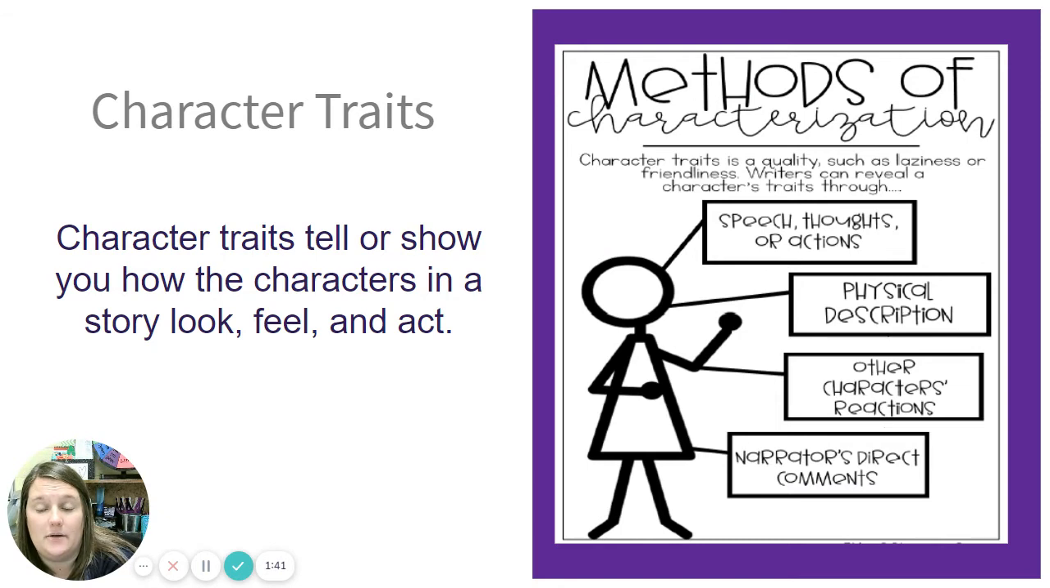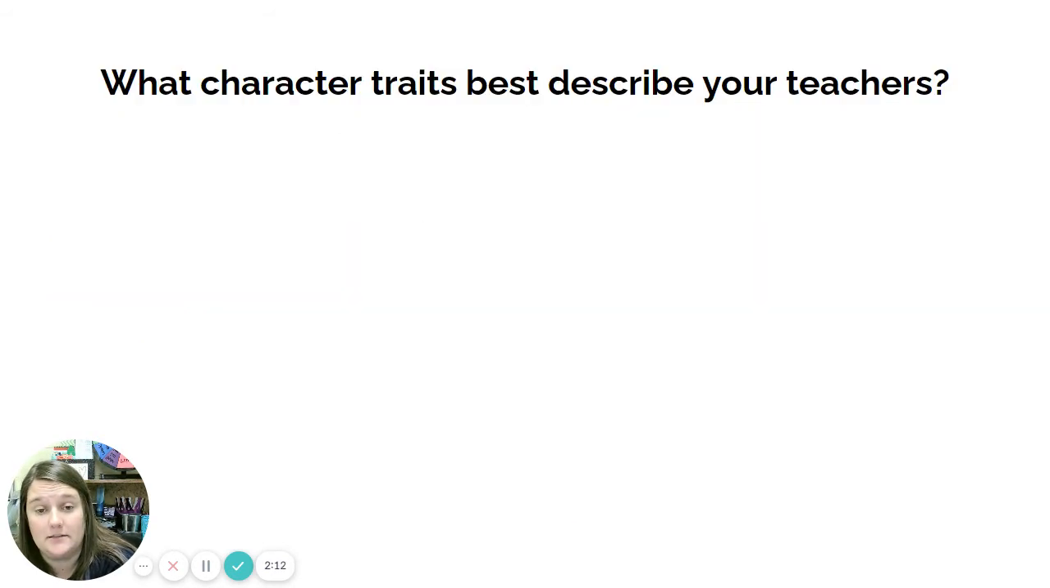Character traits are the next thing we're going to talk about. These are going to tell us how our characters look, how they feel, and how they act. Okay, so we have to pay attention to a lot of things. One, the physical description of our characters. We're also going to have to think about the way they speak or the thoughts that we are aware of, and what they do, their actions. How do they react to other characters? And then also always pay attention to what the narrator says, because sometimes they give us some character traits as well. Character traits, guys, are really just the way that we describe our characters.